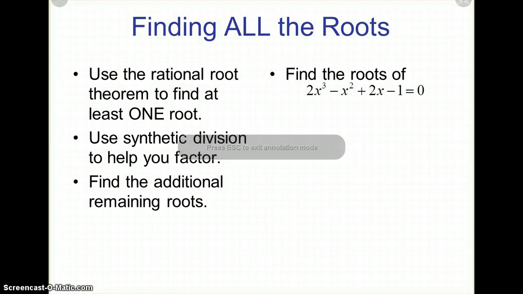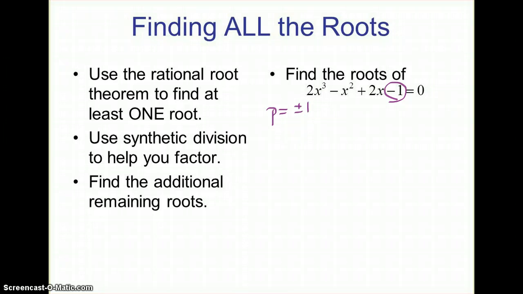We start by finding our list of numbers. I'm going to start with p this time. P is -1, that's my constant. And so the factors of -1 are 1 and -1. Then I'm also going to find the factors of my q, my leading coefficient, which this time happens to be 2. So that's going to be 1 and 2. And once I find those, I simply want to find all the possible combinations of p over q.